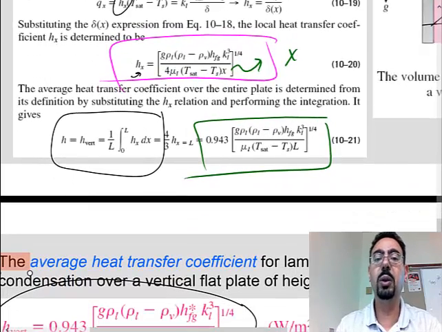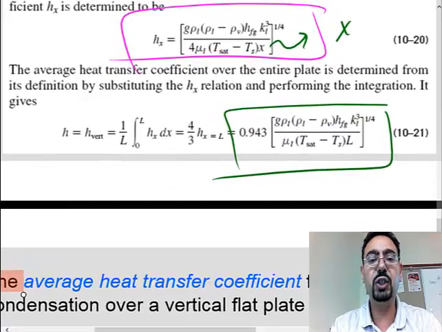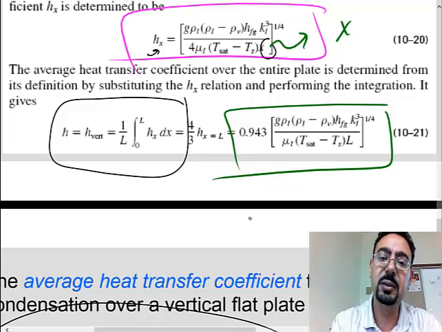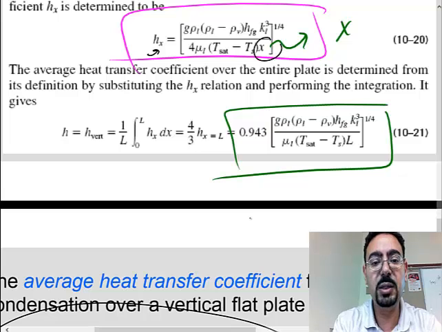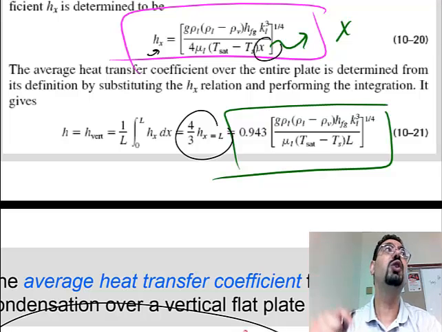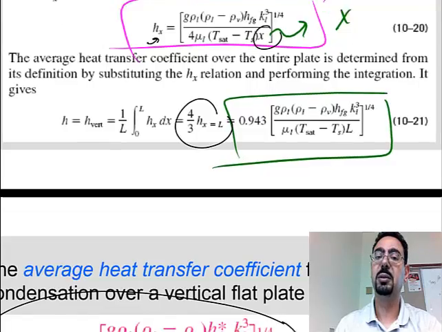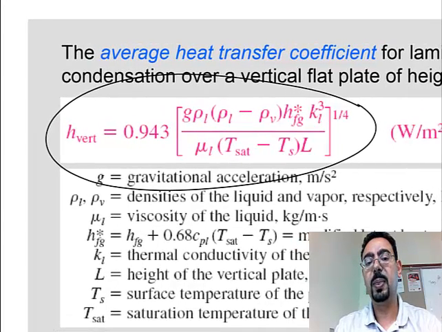And so they integrate over the whole thing, and it turned out that, because of the power of the x that you are integrating, see this x, you are integrating with respect to x, so this 3 will set the power. It turned out that h average is 4 over 3 h at the end of the plate. So you find the h at the end of the plate, that is the lowest h, right? And you multiply by 4 over 3. So the average is 4 over 3 the h at the end of the plate. Alright? Or in short, you get this. This is the h.